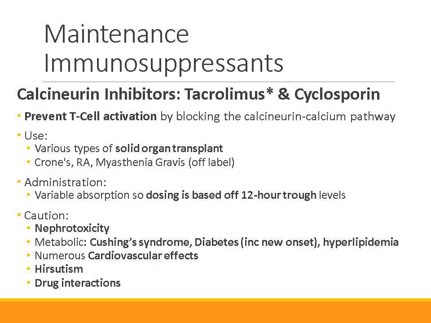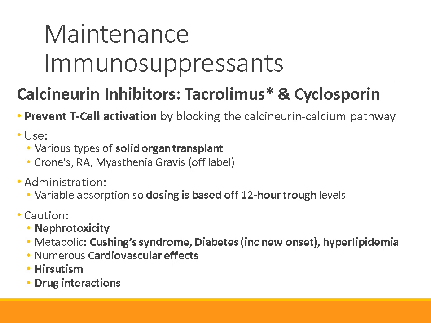So first we'll talk about the calcineurin inhibitors. Calcineurin inhibitors include tacrolimus and cyclosporin. These drugs prevent T cell activation by blocking the calcineurin calcium pathway. Remember in the very beginning of the lecture, we looked at that picture that showed the 3-signal pathway that was necessary for T cells to be activated and to proliferate. This interferes with signal 1 of T cell activation.